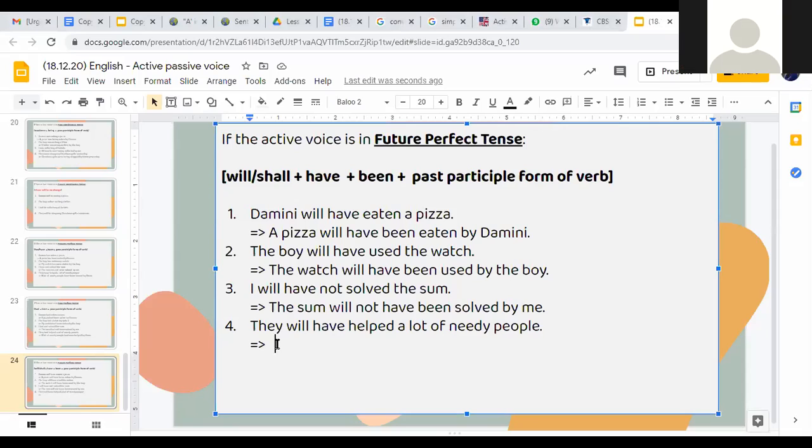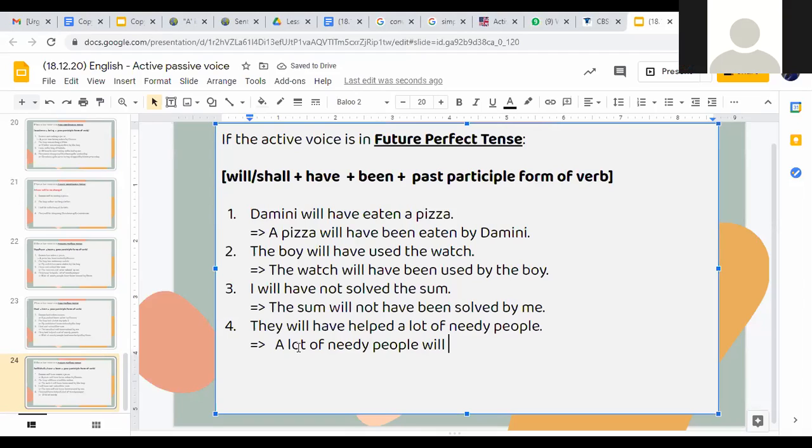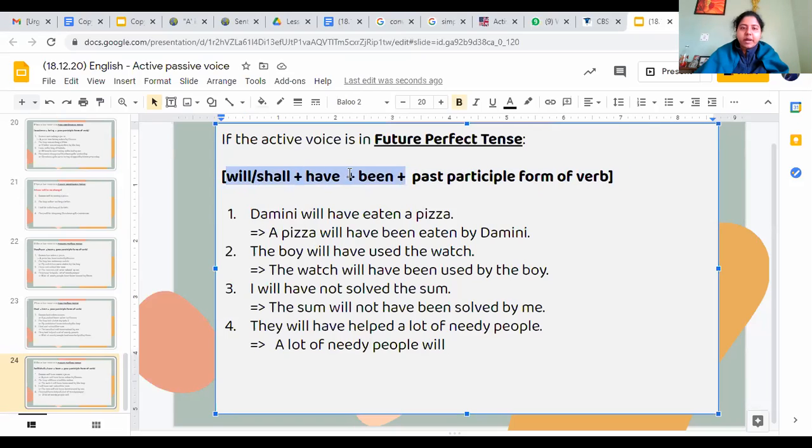A lot of needy people have been helped by them. और will कहाँ जाएगा? खा लिया उसको, इतनी भूख लग गई. Try again. A lot of needy people. इतना तो ठीक है. We got the object in the place of subject. Will be helped by them. Again, look over here. Will shall के बाद have और been आएगा. Will have been helped by them. Great. Thank you so much, Gopal. A lot of needy people will have been helped by them.